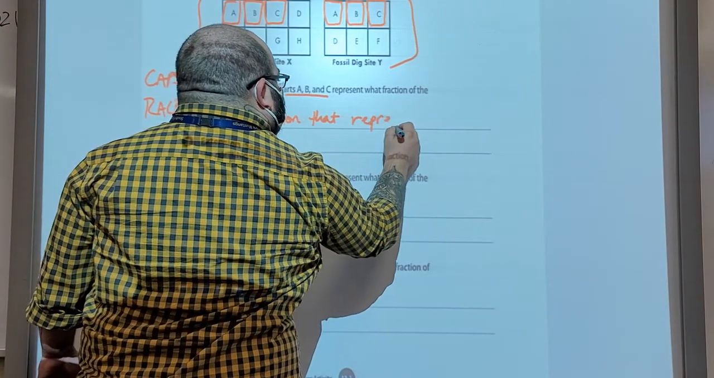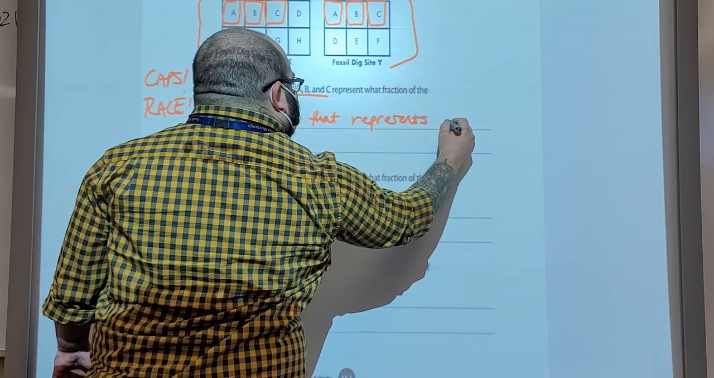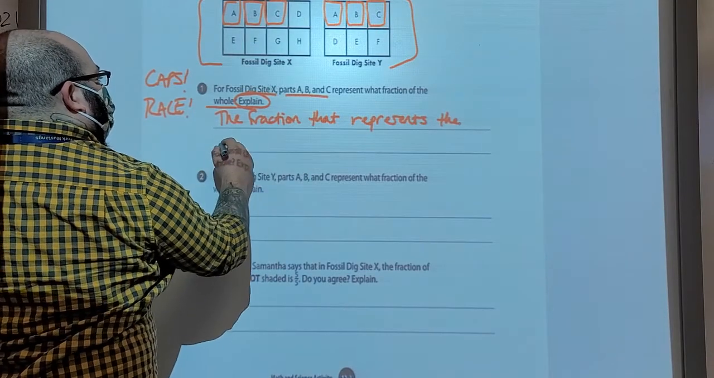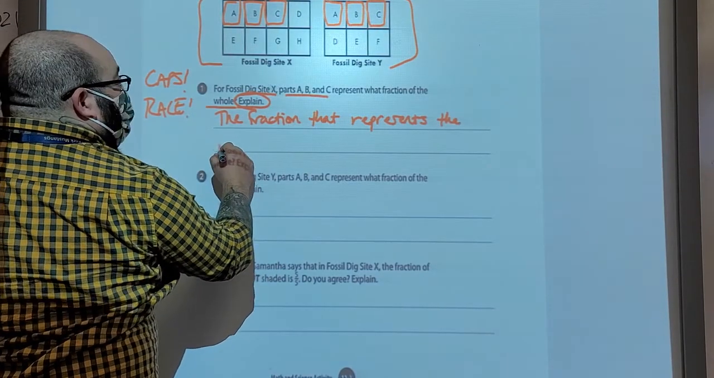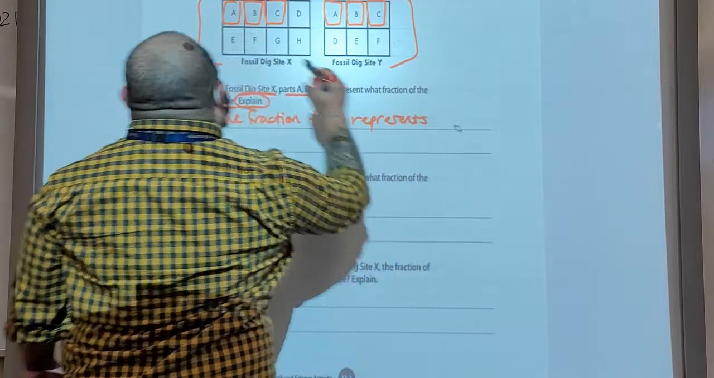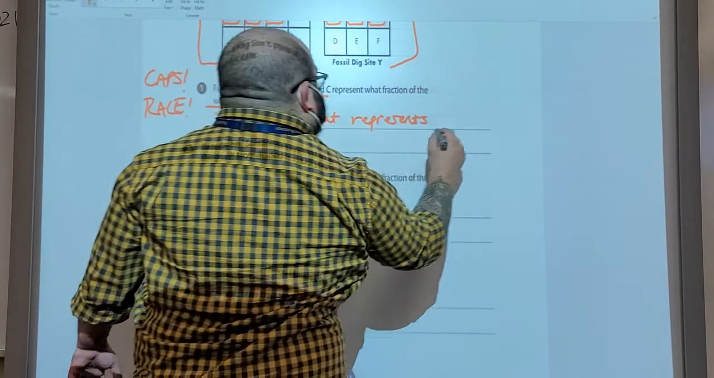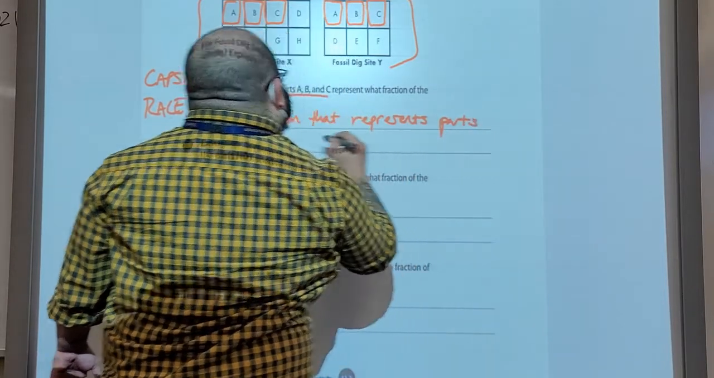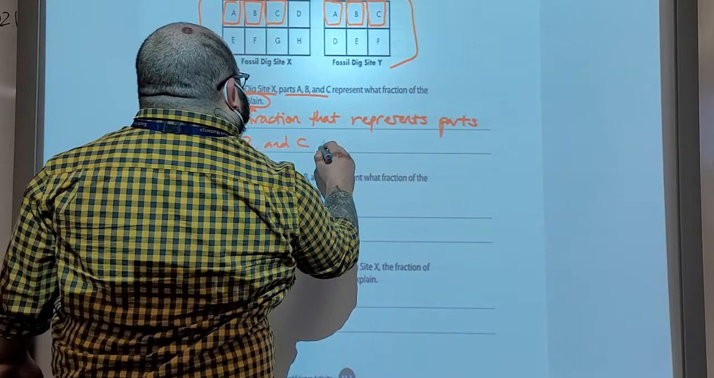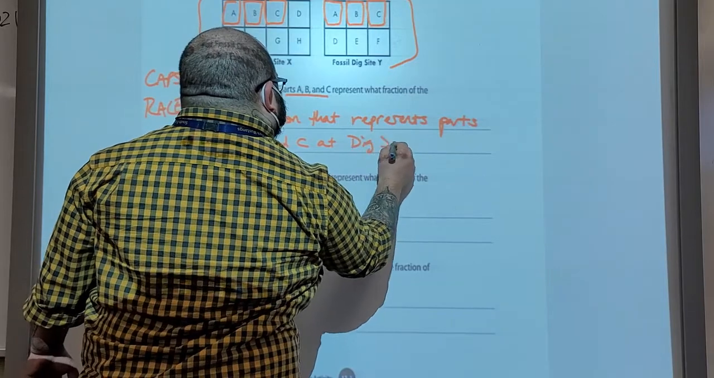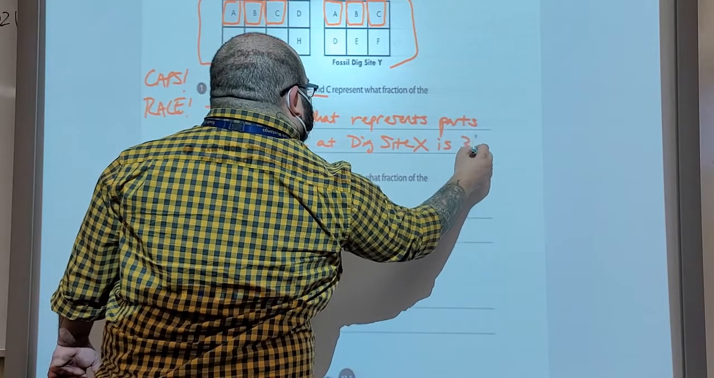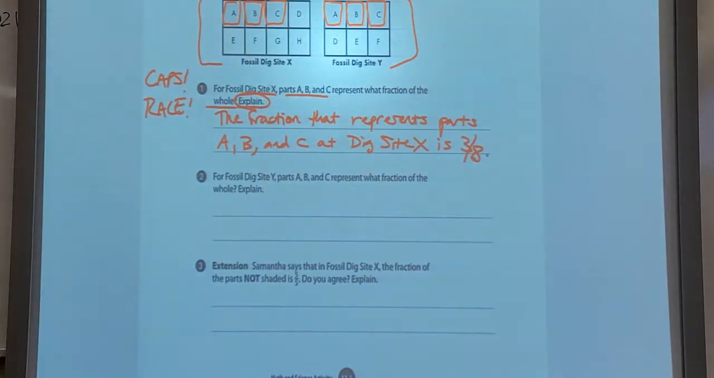Let's say the fraction that represents parts A, B, and C at dig site X is 3/8. Now, it's okay if your sentence isn't exactly that.